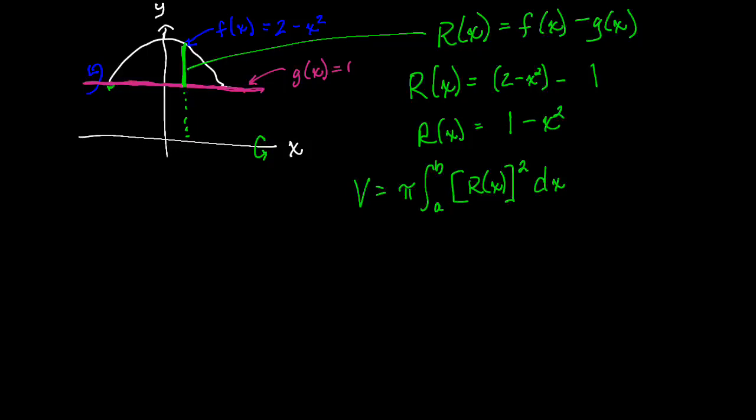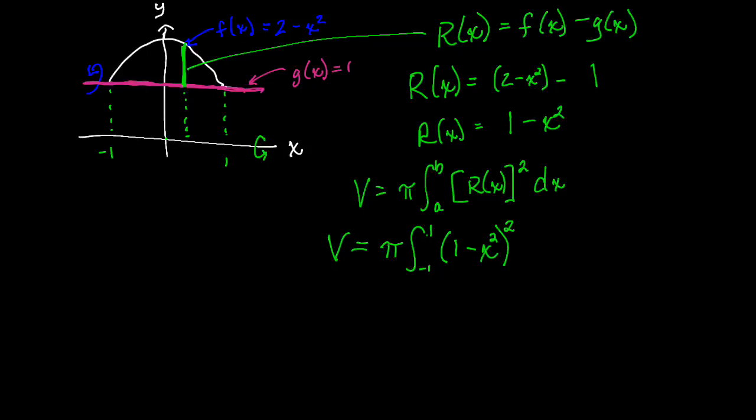The next thing we have to do is figure out what this point is and what this point is. Those points both happen to be 1 away from the origin, so it's -1 on the left and 1 on the right. So in our formula, we have pi times the integral from -1 to 1 of 1 minus x squared.